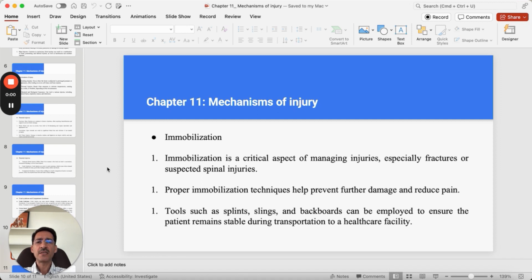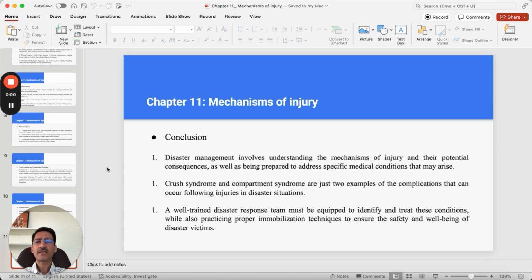Tools such as splints, slings, and backboards can be employed to ensure the patient remains stable during transportation to a healthcare facility. Let's conclude. Disaster management involves understanding the mechanism of injury and its potential consequences, as well as being prepared to address specific medical conditions that may arise.